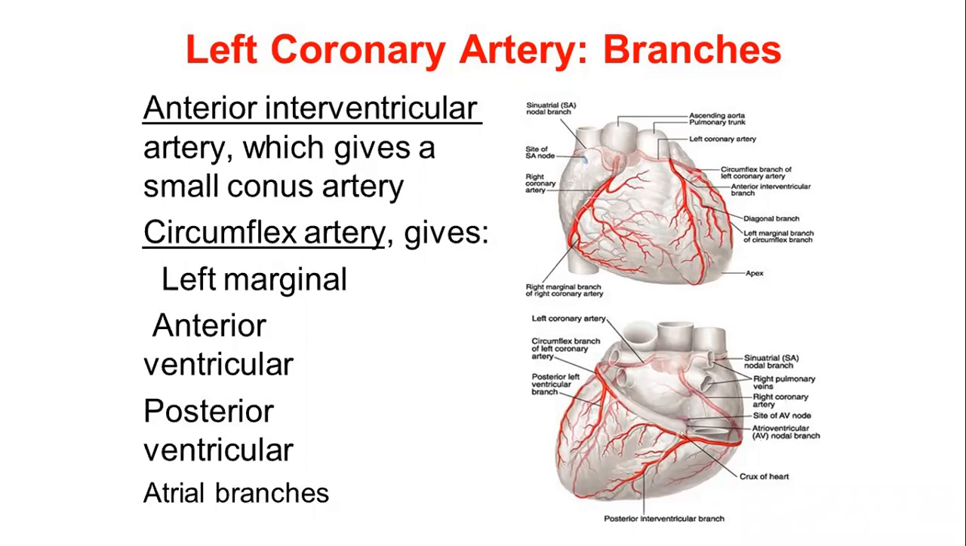Left coronary artery arises from the left aortic sinus of the ascending aorta. It passes between the left auricle and the left side of the pulmonary trunk and continues to run within its own sulcus. Which sulcus is that? Coronary sulcus, also called atrioventricular groove. In approximately 40% of the population, the SA nodal branch arises from the left coronary artery, its circumflex branch, and ascends on the posterior surface of the left atrium to reach the SA node.